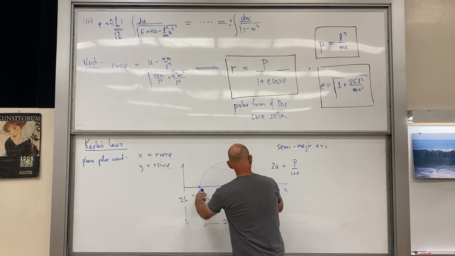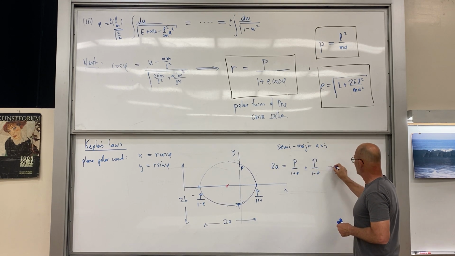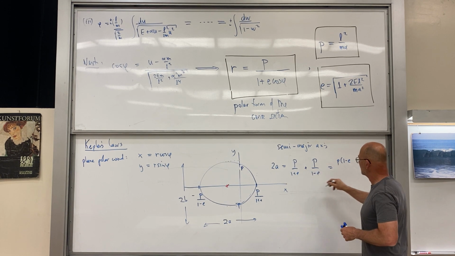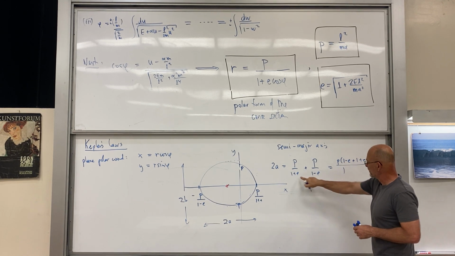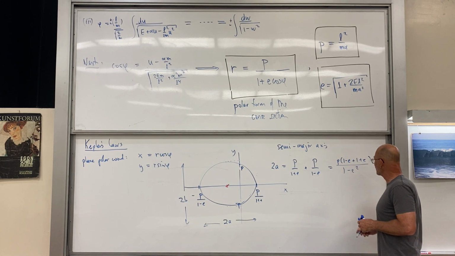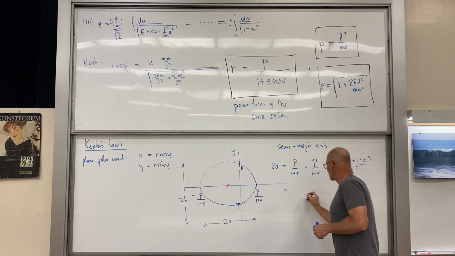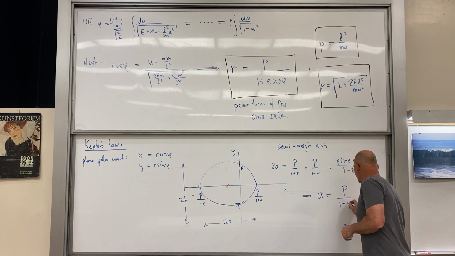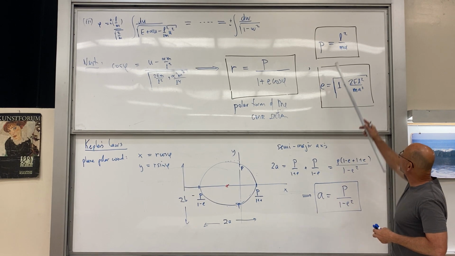Plus this magnitude here, right? So plus p over 1 minus e. That'll be p times 1 minus e plus 1 plus e over the product of these two, which is 1 minus e squared. Minus e plus e equals 0, 1 plus 1 is 2. So what we end up with is a is equal to p over 1 minus e squared. So that's a relation, that's the semi-major axis, and p is equal to that up there.